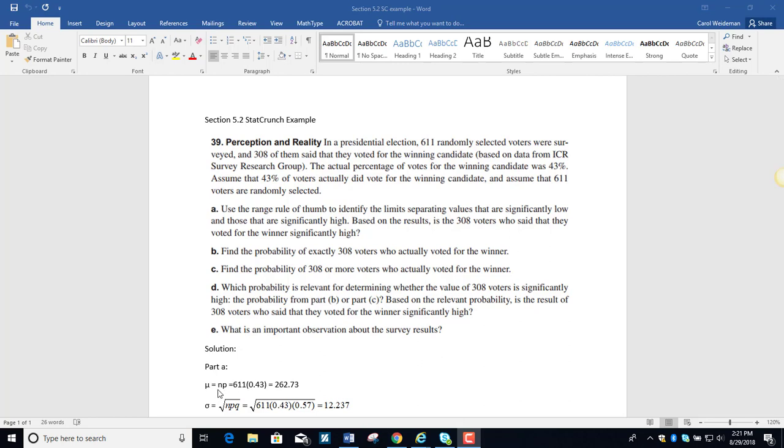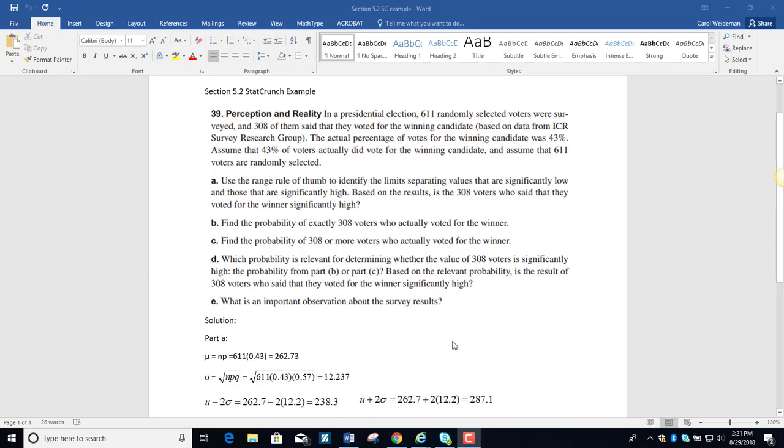Remember, the mean of the binomial is n times p. In our case, the sample size is 611 and the proportion is 0.43, and if I multiply those out I get 262.73. The standard deviation is the square root of n times p times q, and I've gone ahead and put my numbers into the formula here, multiplied, taken the square root, and I get 12.237.